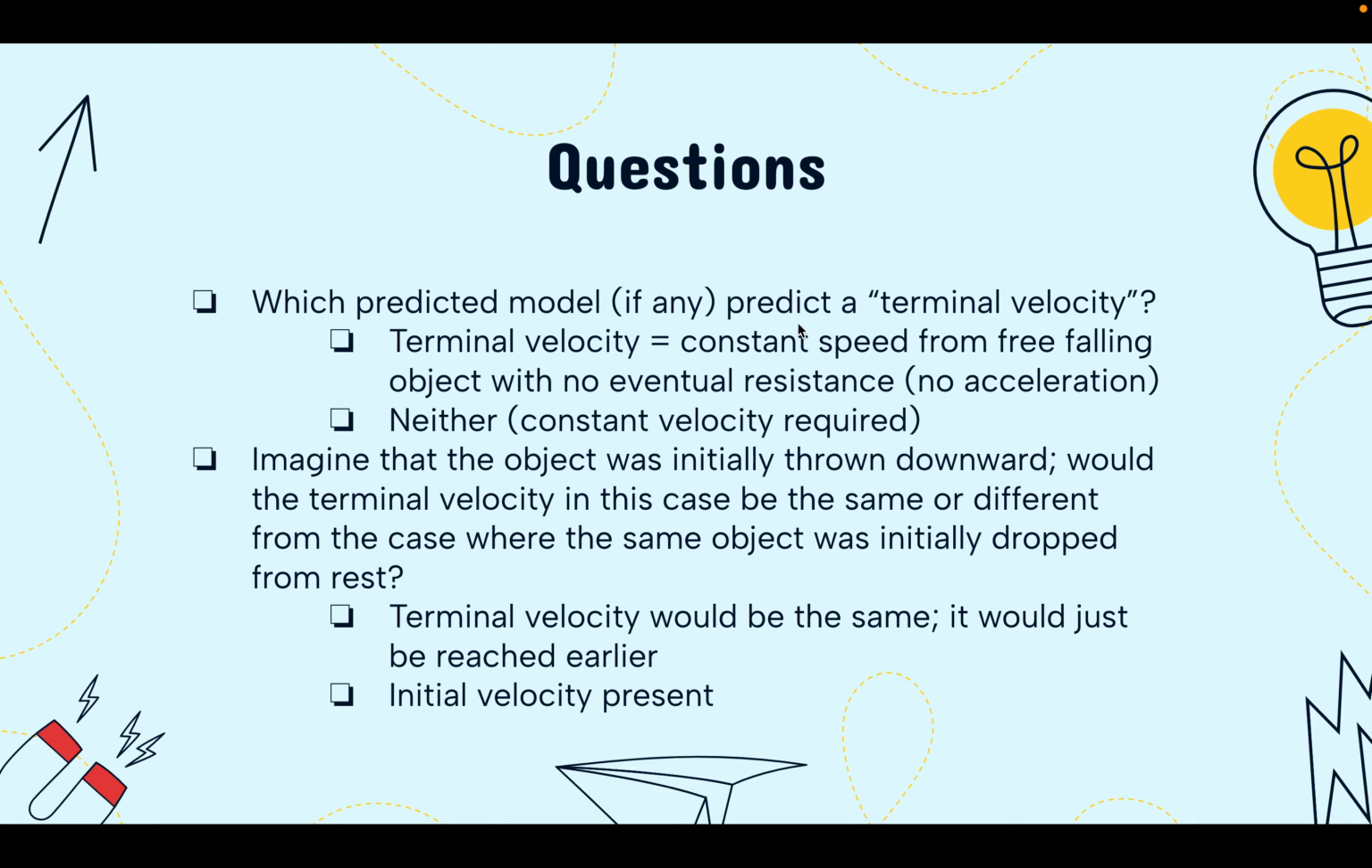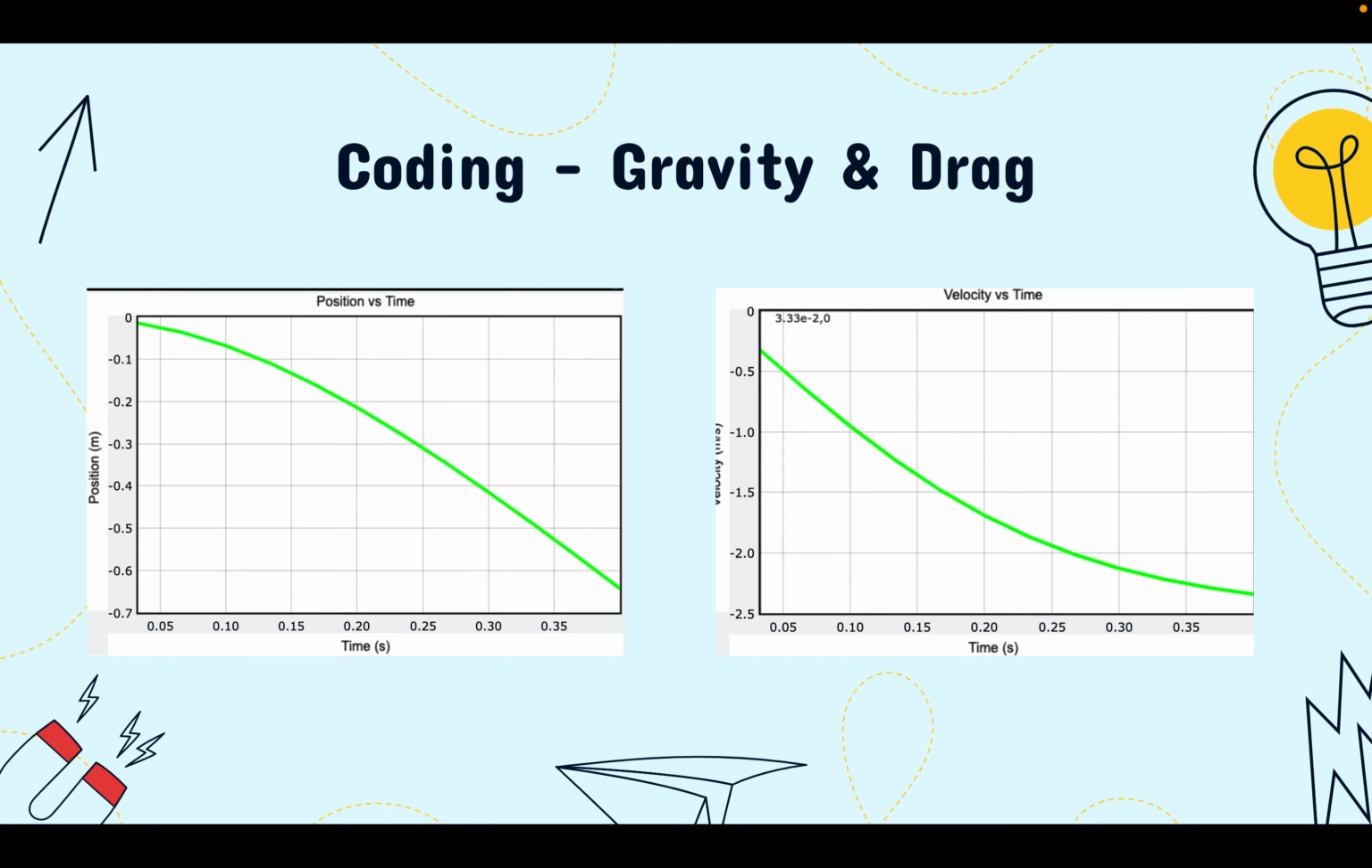And here it's the same thing, but instead we are throwing the object initially instead of making it fall from rest. So the question is, is the terminal velocity the same in this case? Terminal velocity would be the same because regardless, it's the constant speed that is eventually reached. It would just be reached earlier because there is an initial velocity now. So if this were to eventually plateau and reach a constant velocity, as you can see, it would be the same whether it started at 0 or was thrown downward with an initial velocity.